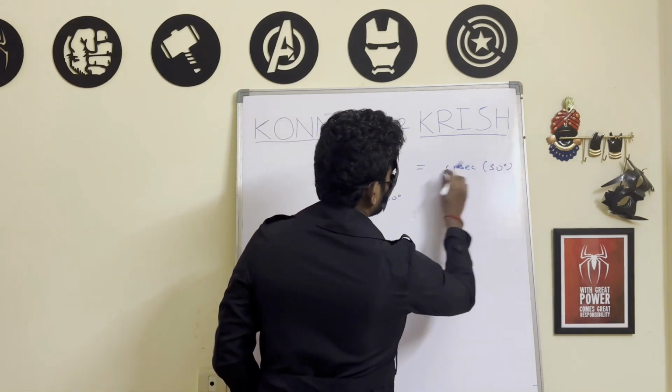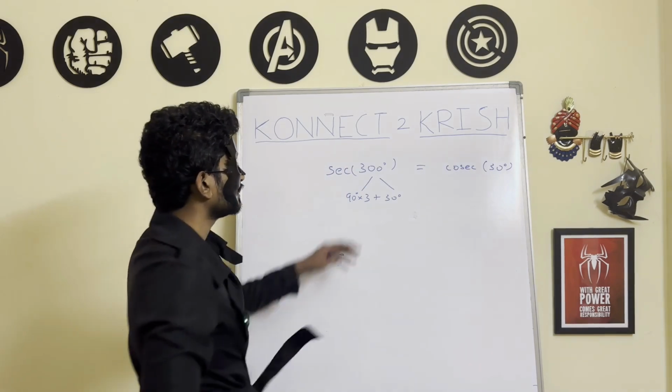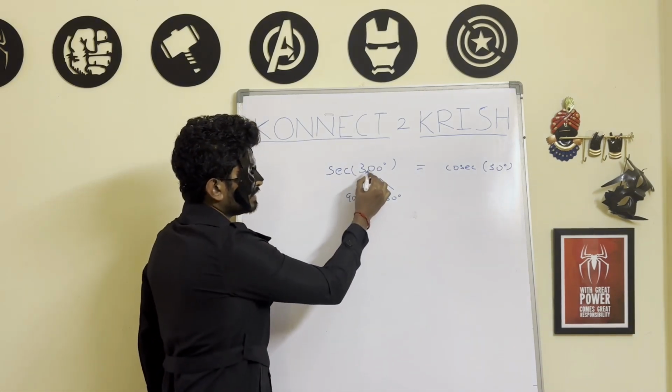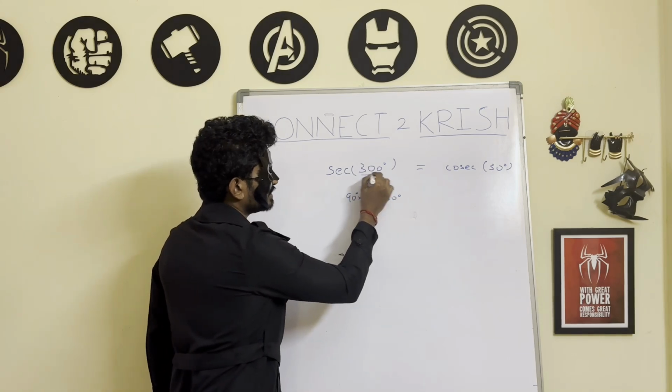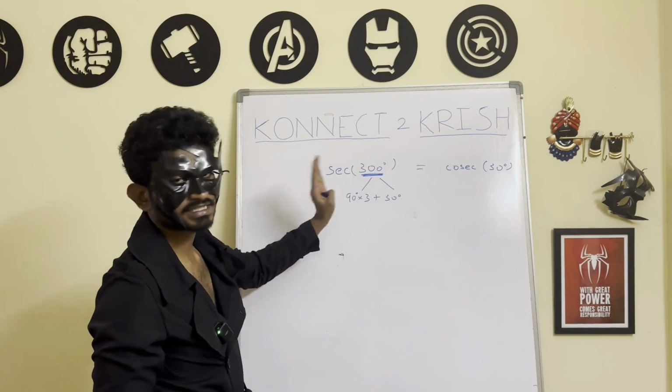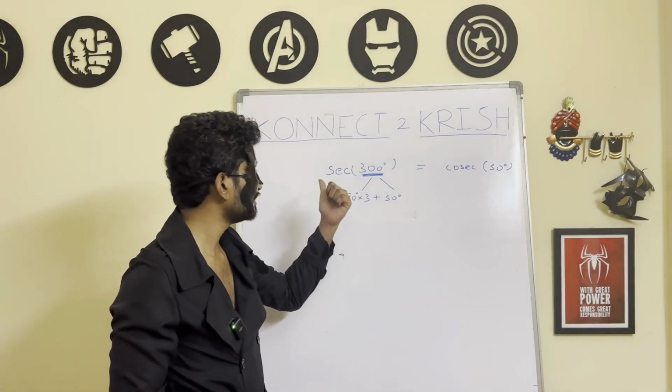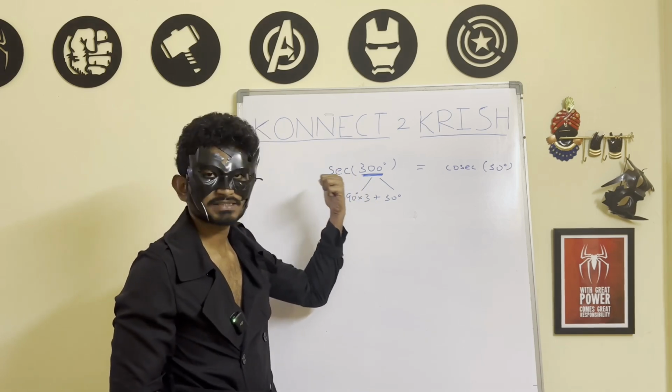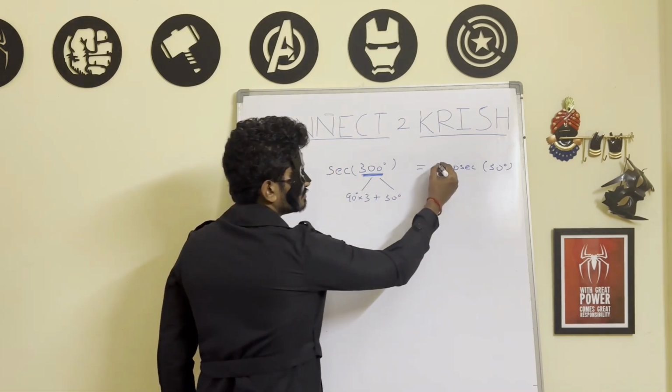Now we need to check the positive or negative sign here. So we will check in which quadrant this angle will lie. This 300 degrees lies in the fourth quadrant. In the fourth quadrant, secant is positive, right? So you will get positive.